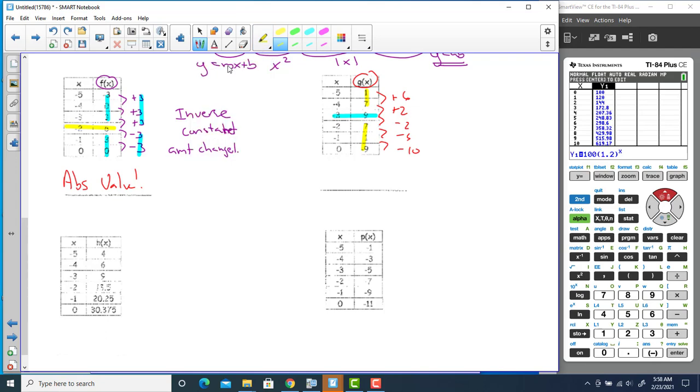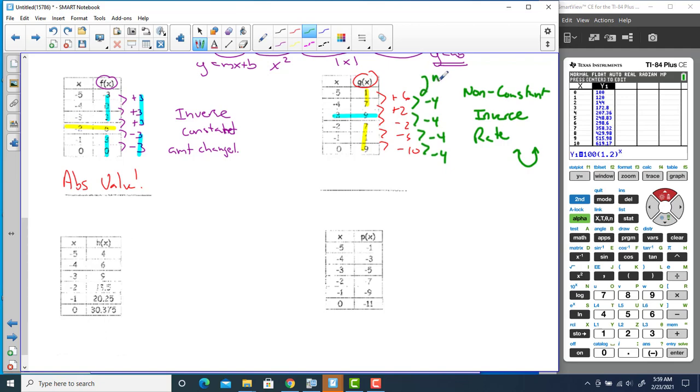And because we have a non-constant, not the same, inverse rate of change, that's going to mean that it's quadratic. It's a second-degree polynomial. Also, we should notice that our measured amounts, if we take the second difference, the difference of the differences, from 6 to 2 is a decrease of 4. From 2 to negative 2 is a decrease of 4. From negative 2 to negative 6 is a decrease of 4. And negative 6 to negative 10 is also a decrease of 4. Because our second difference is the same, that means this is a second-degree polynomial and therefore a quadratic.